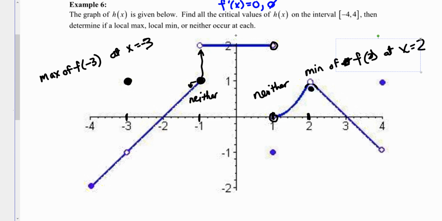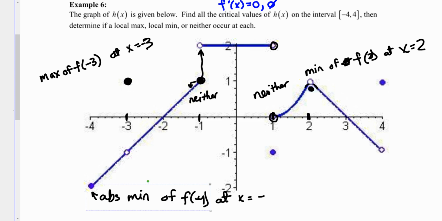If we wanted to have an absolute max or min, we could say that there is an absolute minimum value here, because nothing's lower, of f of negative 4 at x equals negative 4. And if we wanted, we could say that there's an absolute max of, let's just say that's 2 on this interval from negative 1 to 1.